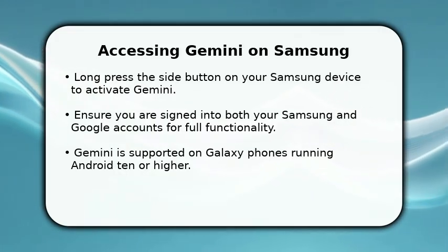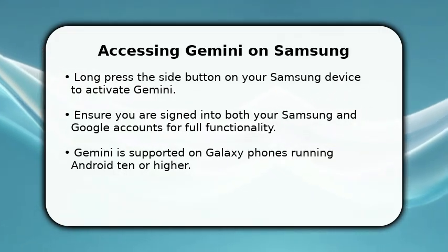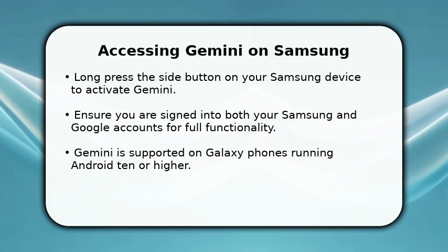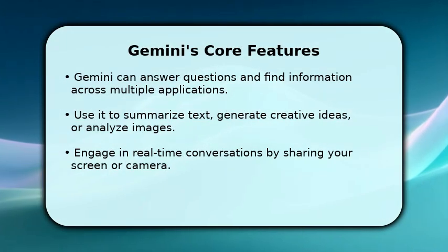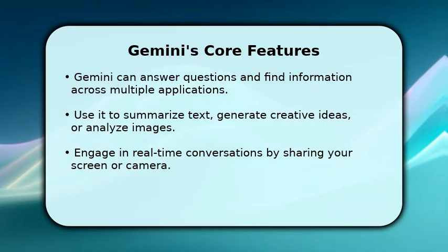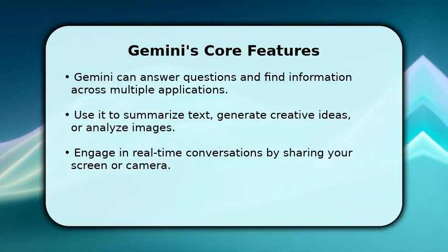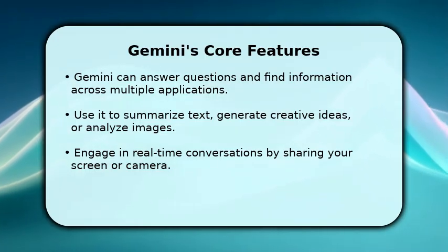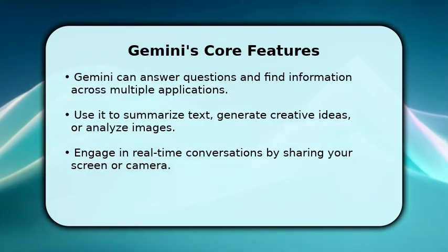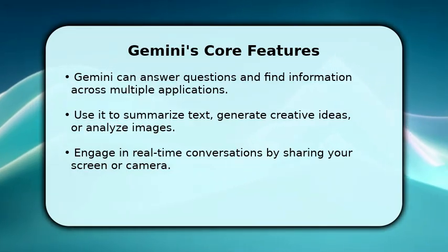Gemini is available on Galaxy phones running Android 10 or a newer version, ensuring broad compatibility for many users. Gemini offers a wide array of core features to enhance your daily tasks. It can seamlessly access information across various apps like Google Maps or YouTube. You can ask it to summarize lengthy documents, brainstorm new ideas, or even analyze images you share.